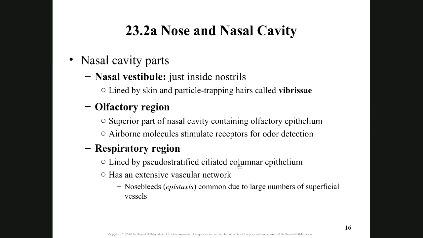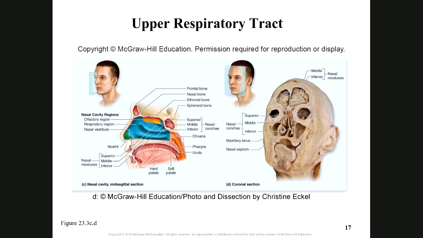Now, I want to talk about these slides. Here you can see the nasal cavity. The nasal cavity starts from the nostril to the choana. The choana is the internal nare. So our nasal cavity starts from the nostril and it ends in the choana. And the choana leads our nasal cavity to the pharynx.